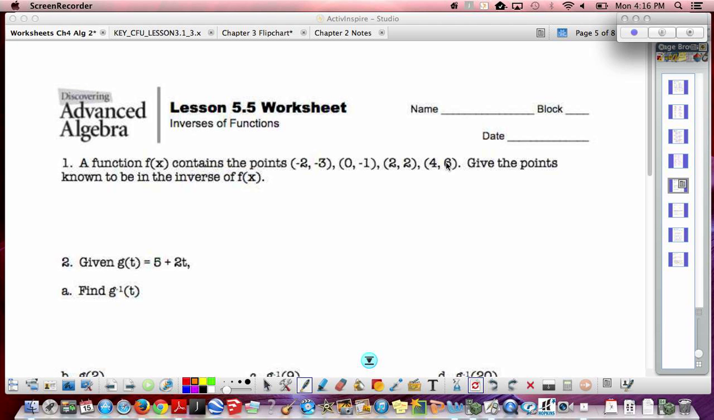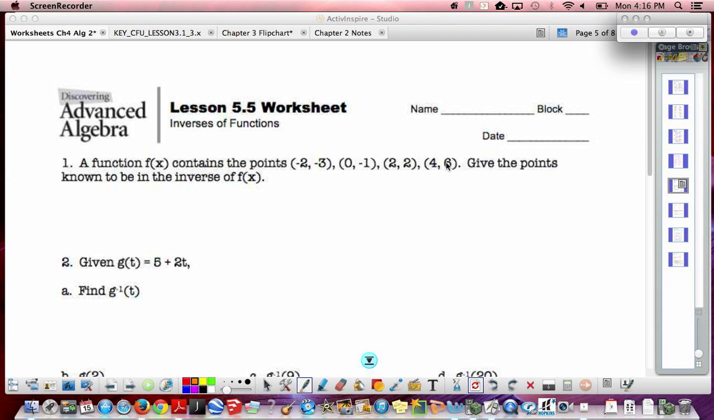All right, let's take a look at your worksheet 5.5 on inverse functions. Inverse functions is when we are in essence interchanging the x and y values and writing a new function that will basically undo our original function. So in number 1 here it says a function f of x contains these 4 points. Give the points to be known as the inverse.